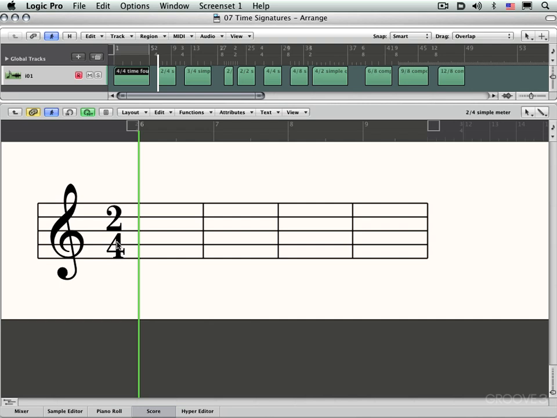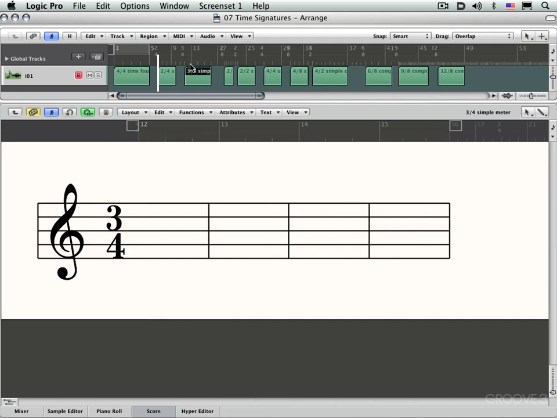So a simple triple time signature consists of 1 strong beat and 2 weak beats, and that looks something like this. And it's considered triple because there's 3 beats to the bar, and still simple because the value of each beat is easily subdivided by 2. 1, 2, 3, 1, 2, 3, 1, 2, 3. So 3 beats to the bar.